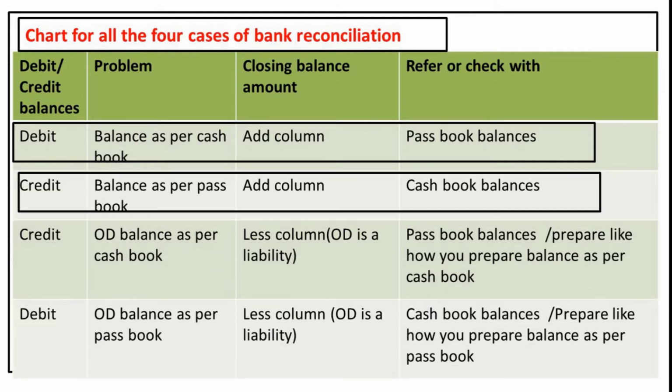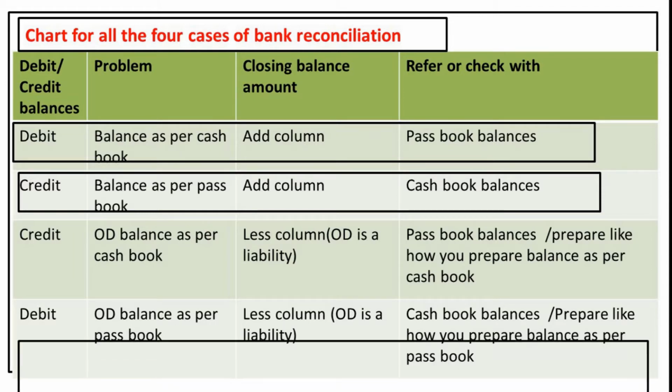Similarly, when credit balance of passbook is given in the problem, then we have to mention the closing balance in the add column. While preparing the bank reconciliation statement, we have to refer to cash book balances. If the cash book balance is less, then we will mention the difference amount in less column. If the cash book balance is more, we will mention the difference amount in add column.